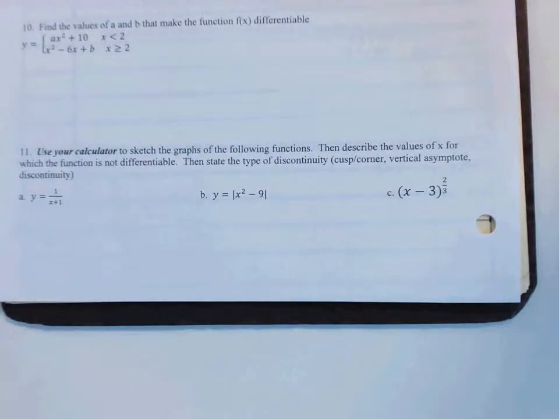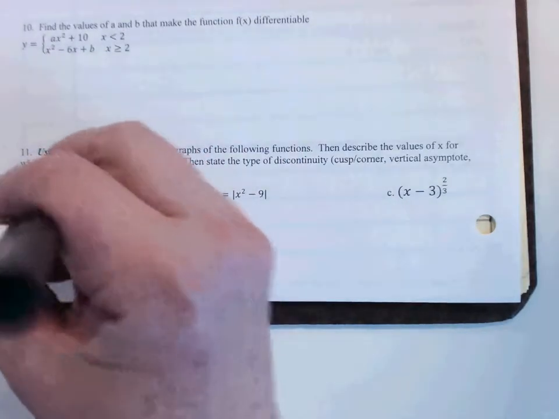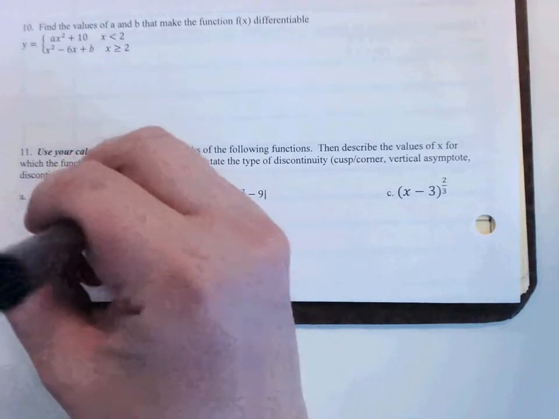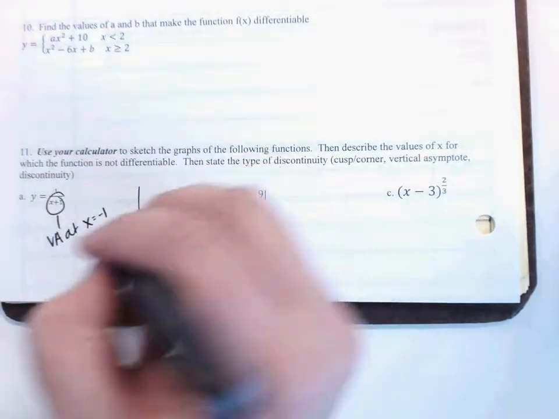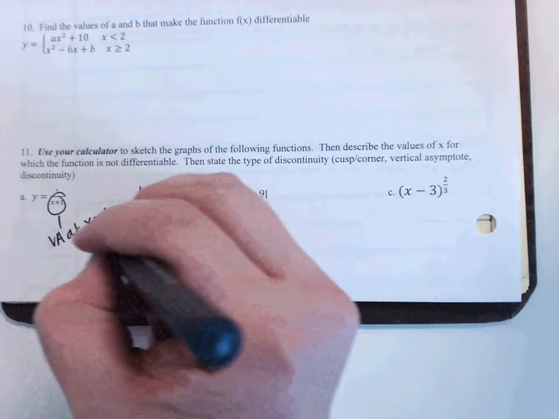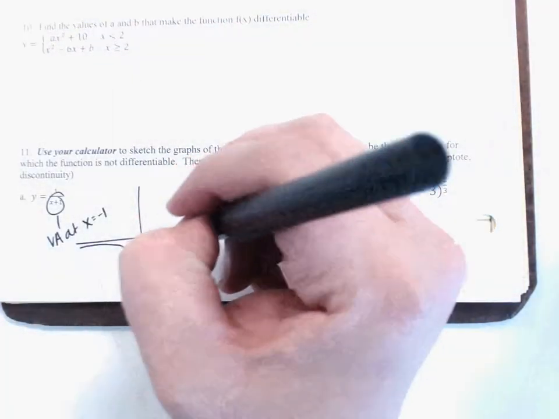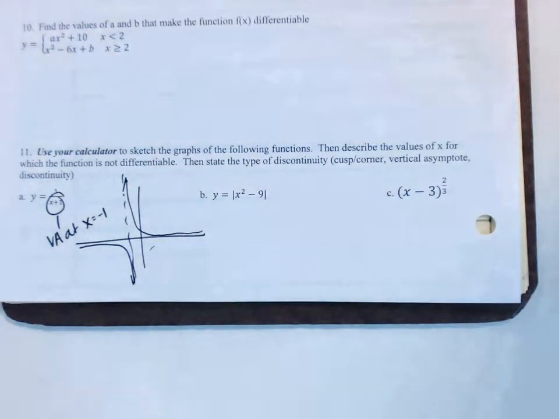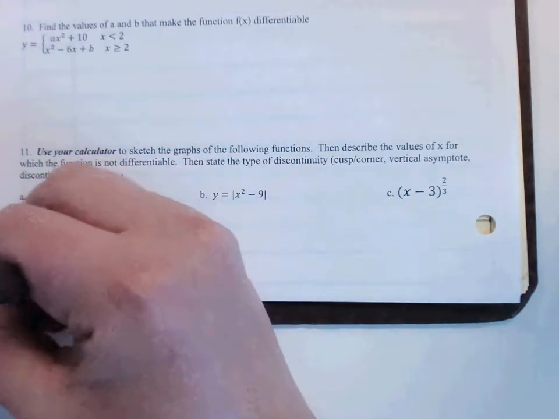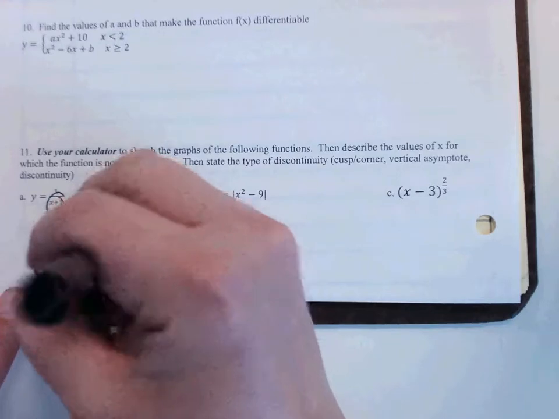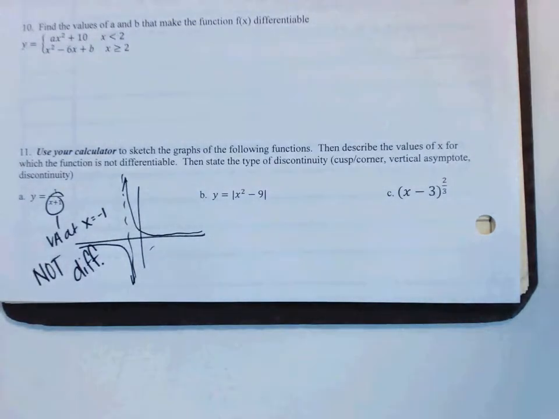Okay, you have a vertical asymptote at x equals -1. That means that the graph is not continuous or differentiable at that value. Okay? So it is not differentiable. Okay, ready for the next graph?